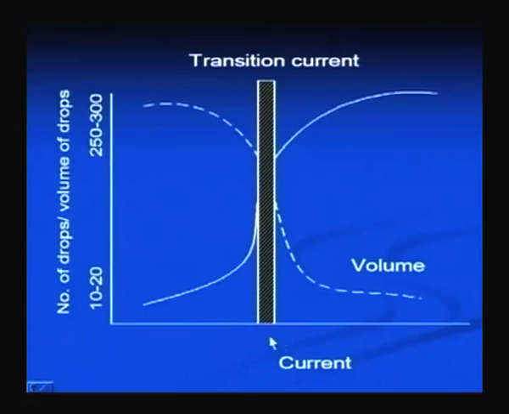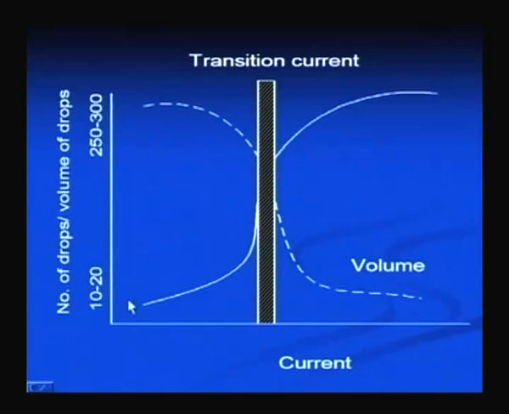Here we will see how the number or volume of the droplets being transferred is affected by the change of current. As we increase the welding current, there is an increase in the number of droplets being transferred. This number, initially at a low level of current, may be 10 to 20, and when current is increased to have spray transfer, the number of droplets transferred may increase right up to 250 to 300.